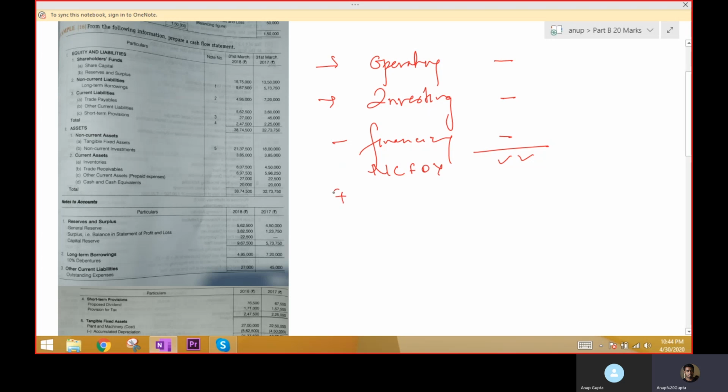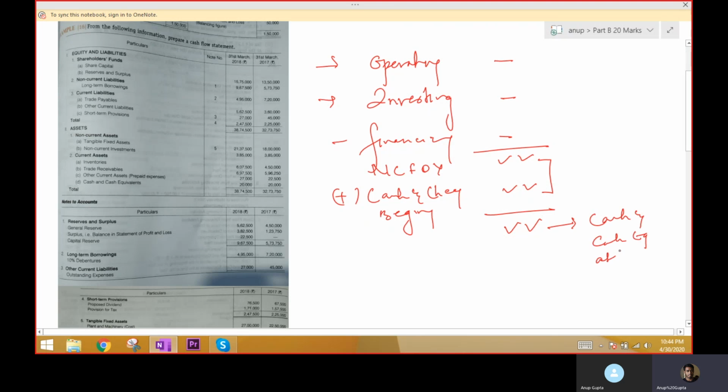And then what we add to this is cash and cash equivalent at the beginning. The sum of these two should be equal to cash and cash equivalent at the end of the year, which means that the opening plus net cash flow during the year should be equal to the closing cash and cash equivalent in the end. So this is the overall gist of the cash flow statement.